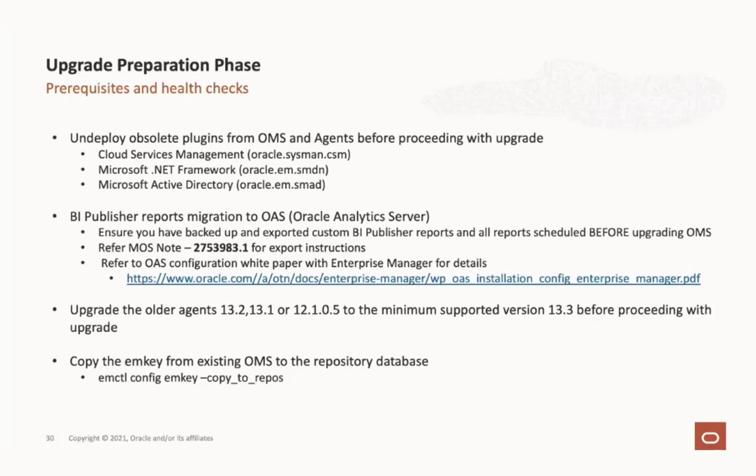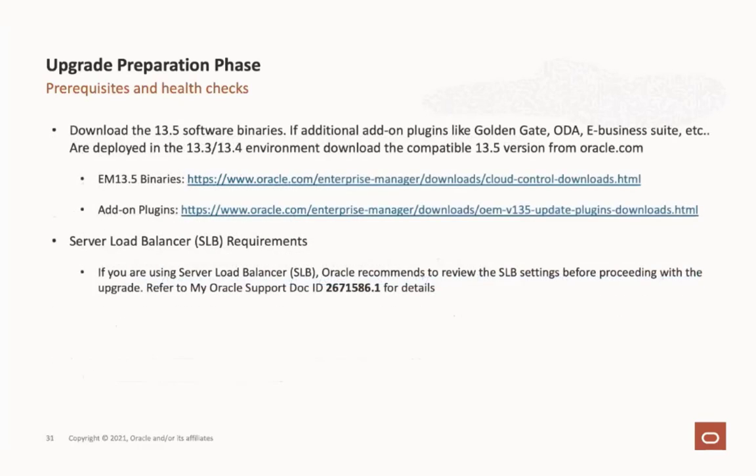And the other thing is about copying the EM key, because this is something we have seen customers missing, and if they miss the step, it leads to failure in the upgrade. So ensure that you copy the EM key before the upgrade, and after the upgrade is completed, make sure you remove the EM key from the repository. So these are the important things with respect to the upgrade preparation. And the next is about downloading the software. Like I said, the add-on plugins will be available.